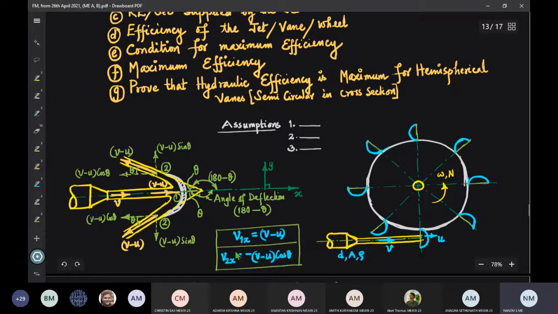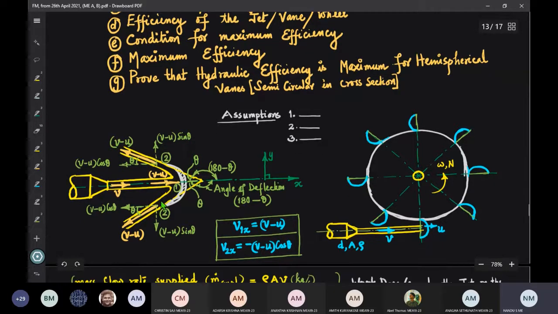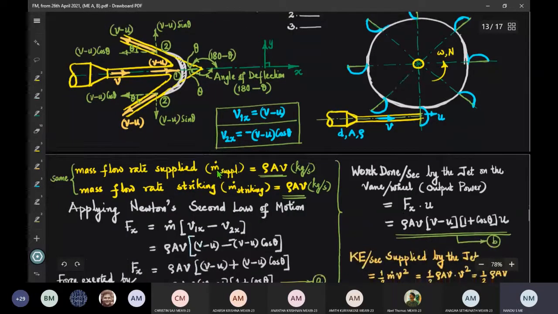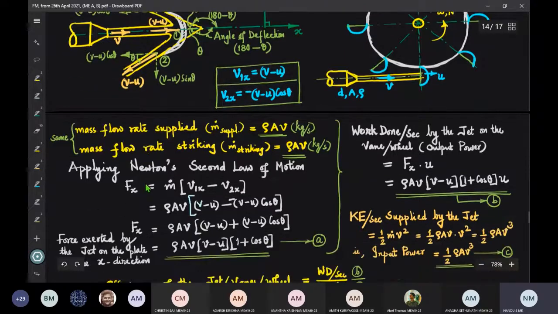So we are familiar with it already. The only thing is that the effective velocity with which the jet strikes is v minus u, and the deflected jet also has the magnitude of velocity equal to v minus u. But it is deflected through what angle? 180 minus theta. Theta is the vane angle at the tips, and it is a symmetrical vane. So, mass flow rate supplied and mass flow rate striking.